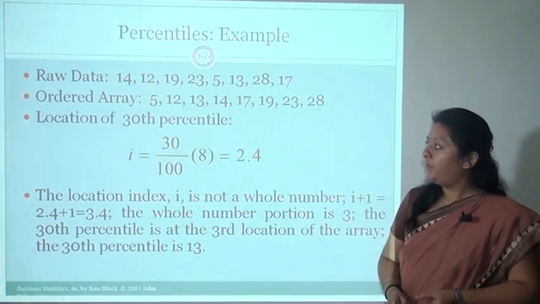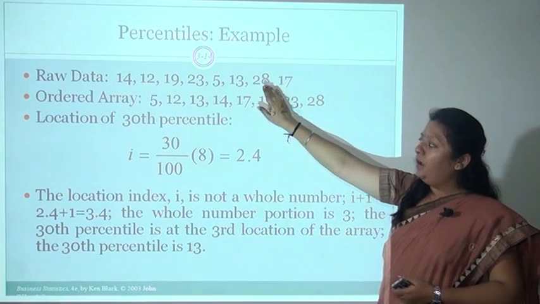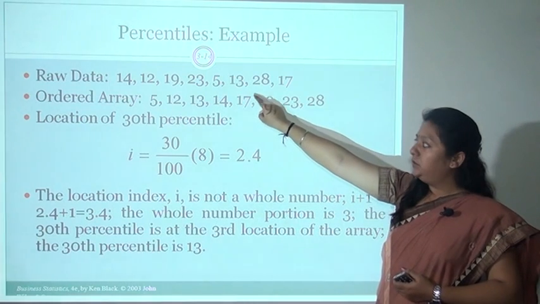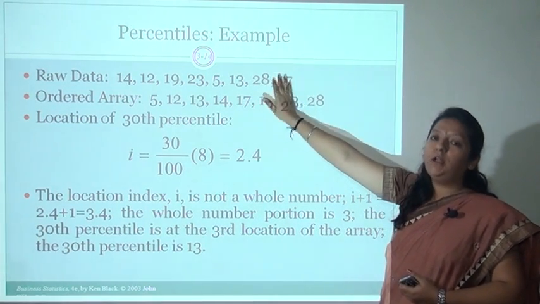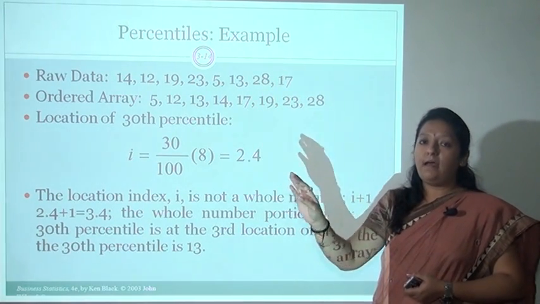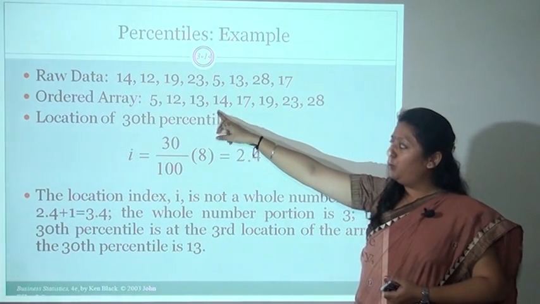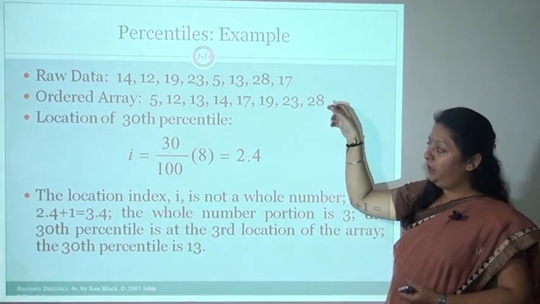Now we'll see how to calculate the percentile. We have the raw data 14, 12, 19, 23, 5, 13, 28 and 17. The first step in order to calculate the percentile is to arrange the data into ascending order. So we'll first arrange the data: 5, 12, 13, 14, 17, 19, 23 and 28.